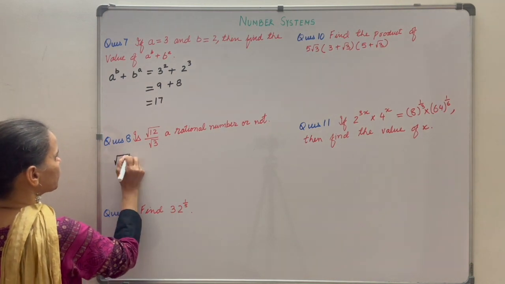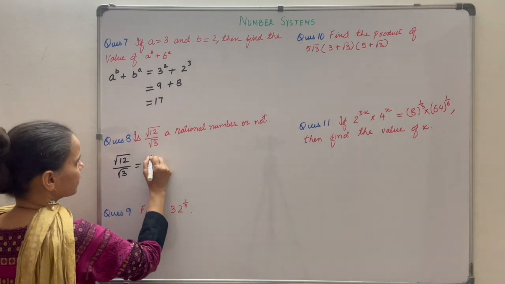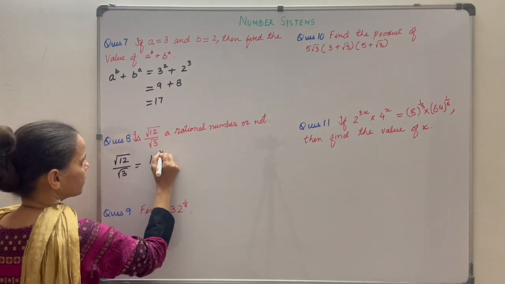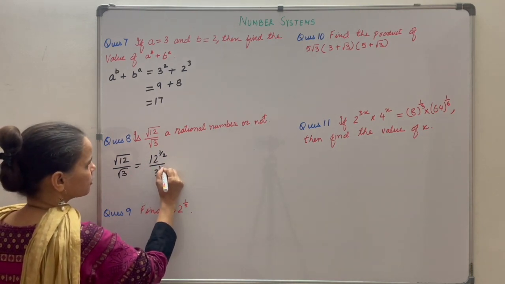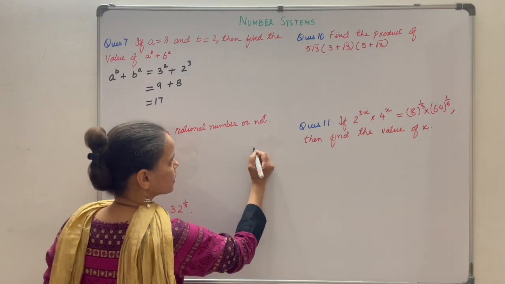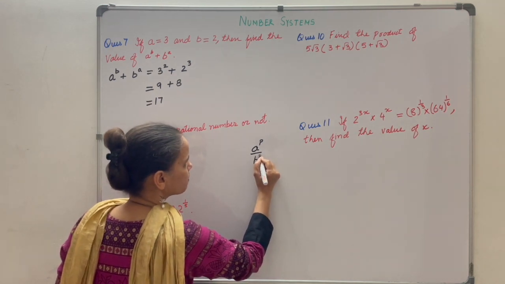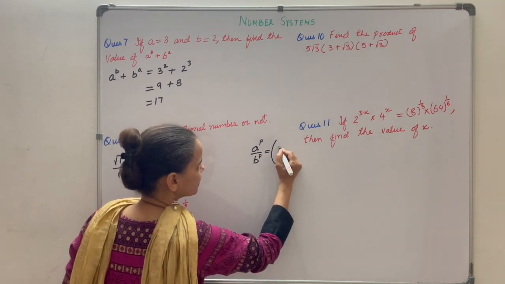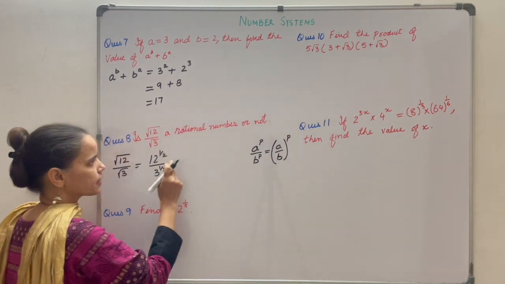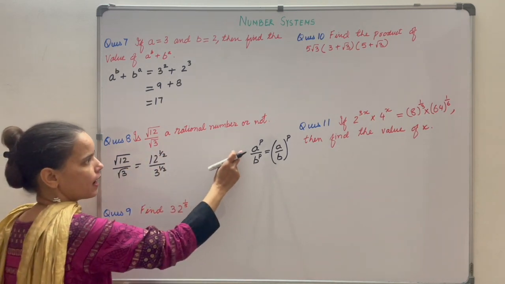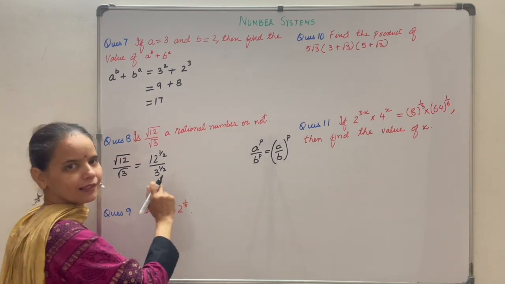So square root of 12 upon square root of 3. We can rewrite this as 12 raised to power 1 by 2, and similarly, we can write square root of 3 as 3 raised to power 1 by 2. So using this law, we can solve it: a raised to power p upon b raised to power p is equal to a by b whole raised to the power p. Here, instead of p we have 1 by 2, instead of a we have 12, and instead of b we have 3. So using this law, let us solve it.